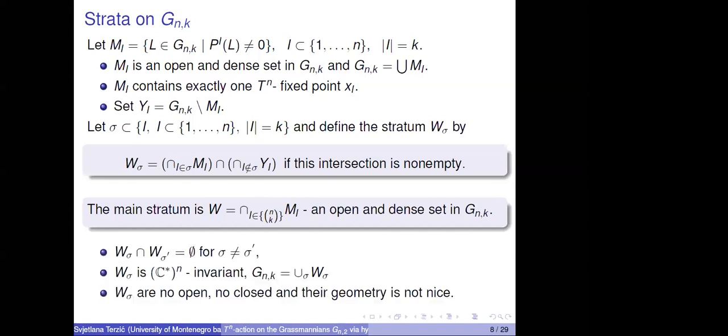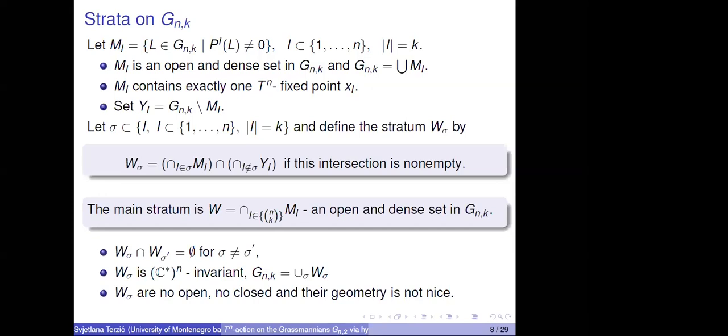What is nice about these strata is that the intersection of any two strata is empty. The strata are (C*)^n invariant, and they are of course then T^n invariant, and G(n,k) is the union of these strata. So in this way, one obtains the stratification of the Grassmann manifolds.